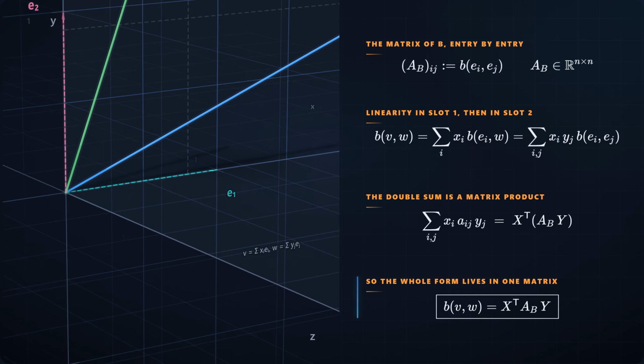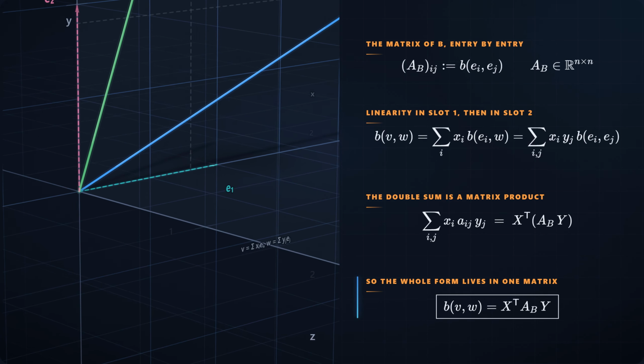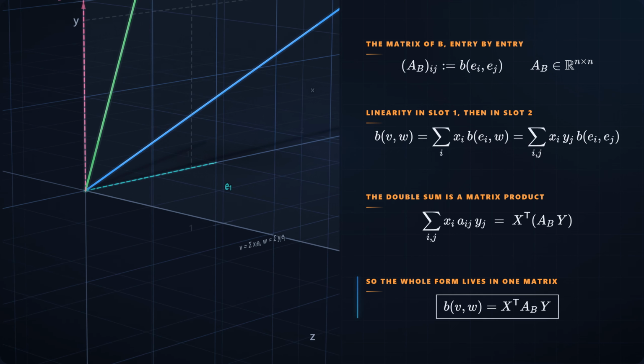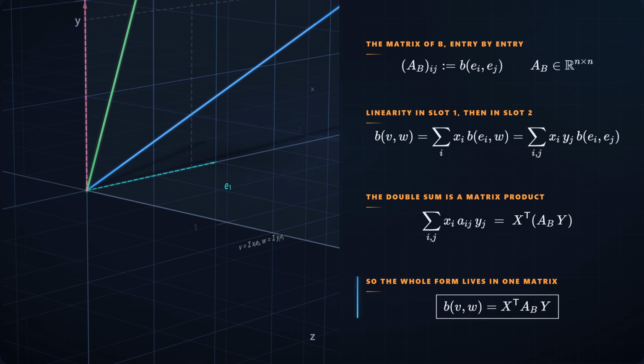Exactly that. The sum over i and j of xi times aij times yj is precisely x transpose times A times y. So B of v and w is x transpose A y, the whole form, compressed into one matrix. So a bilinear form isn't a mystery machine, it's a matrix in disguise. Evaluate it by sandwiching that matrix between the two coordinate vectors.